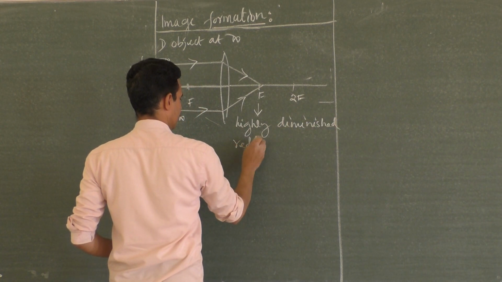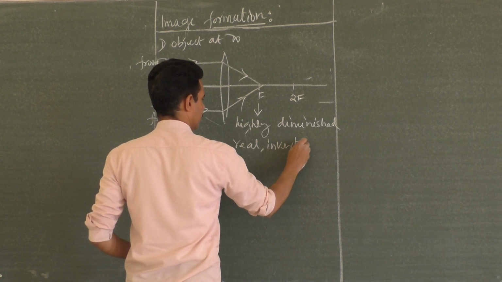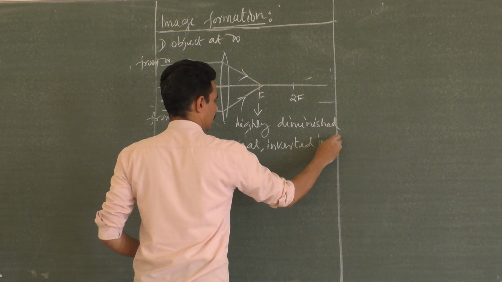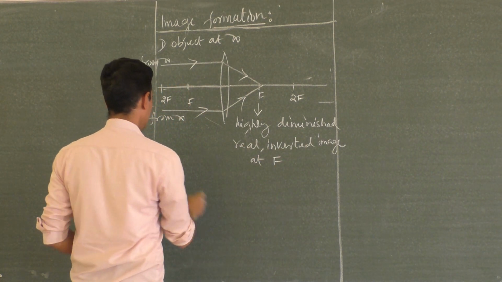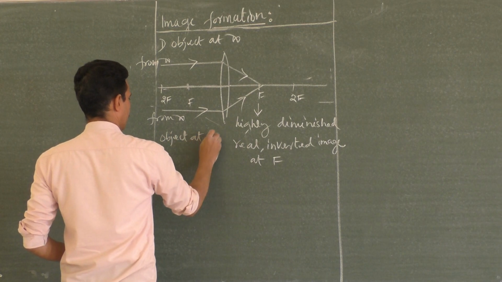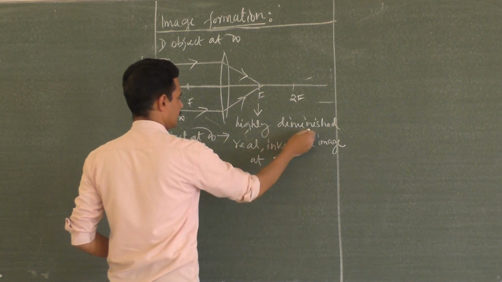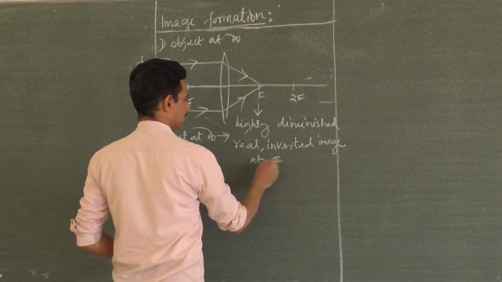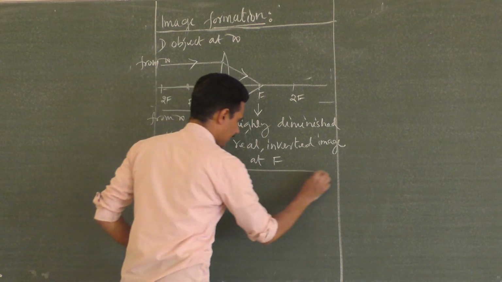real, inverted image at focus. So when the object is at infinity, the image is a highly diminished, real, inverted image at f. This is one case. Shall we take the opposite case of this?